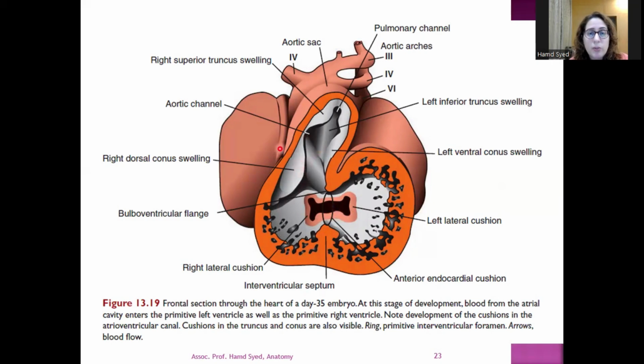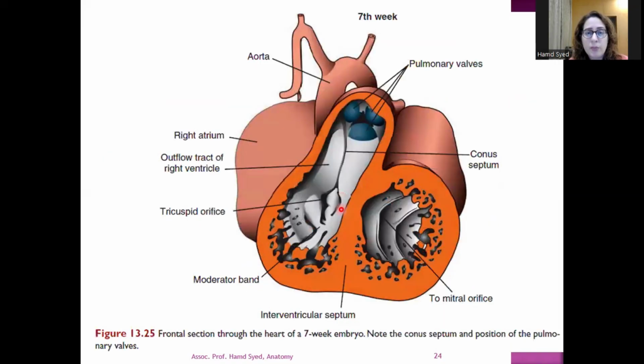But let's look at the cushions which are appearing in the conus region and also in the truncal region. In the conus region, you've got the right dorsal conus swelling and the left ventral conus swelling. And over here, then cranial to that, in the truncal region, you have the right superior and the left inferior truncus swellings. So as I told you, these swellings are approaching each other, and as they fuse, they will result in the formation of a septum, which will subdivide this section over here into two separate portions. Also, we can see the superior and inferior endocardial cushions are also developing in the common AV passage to subdivide it, as we can see in the next stage.